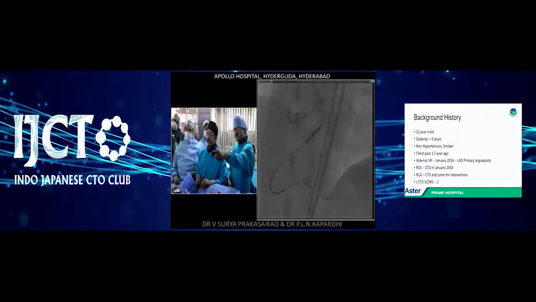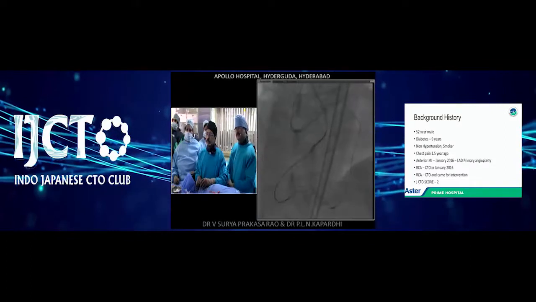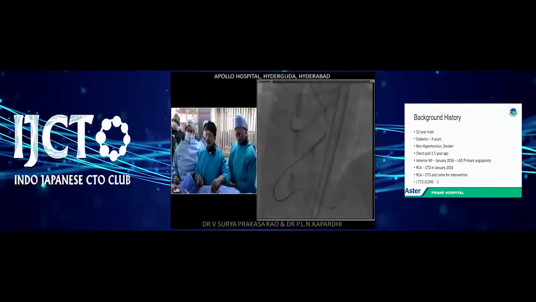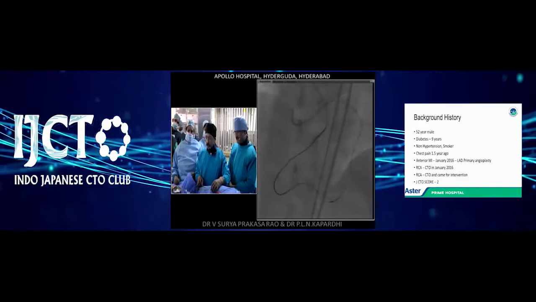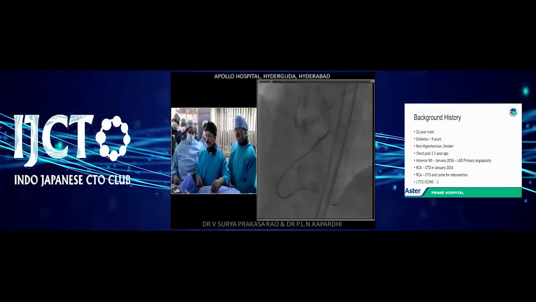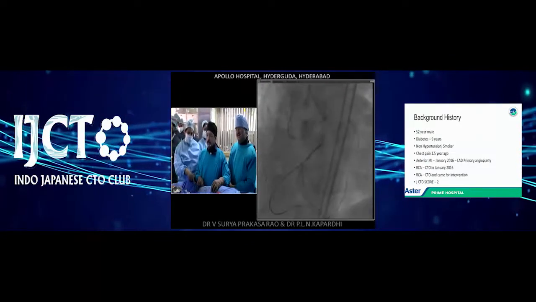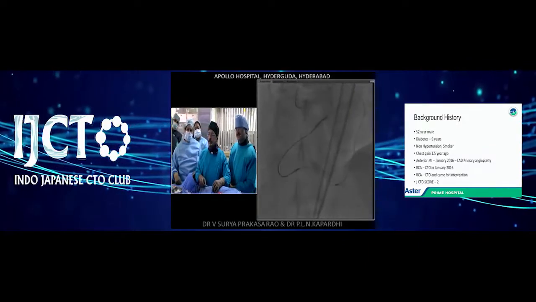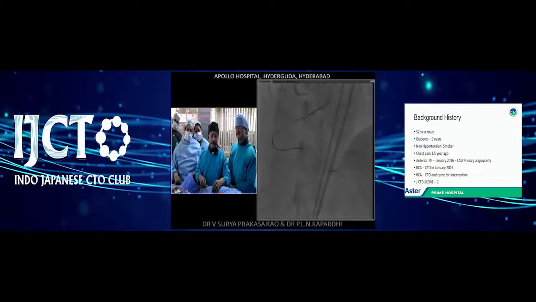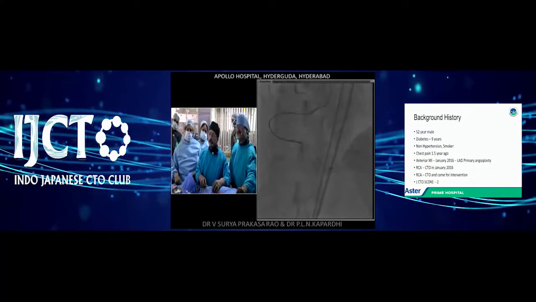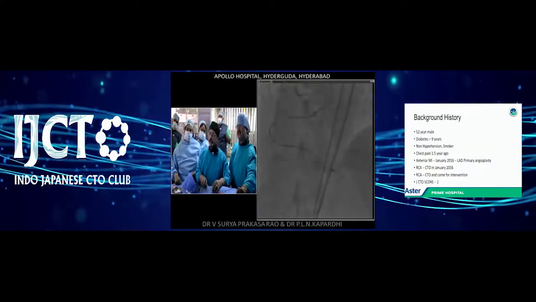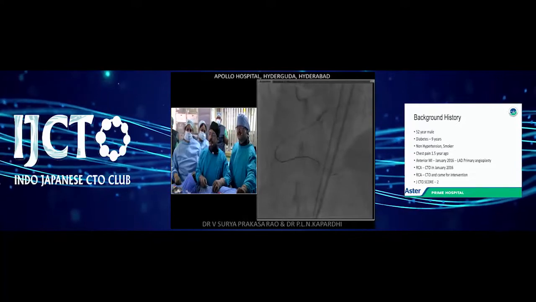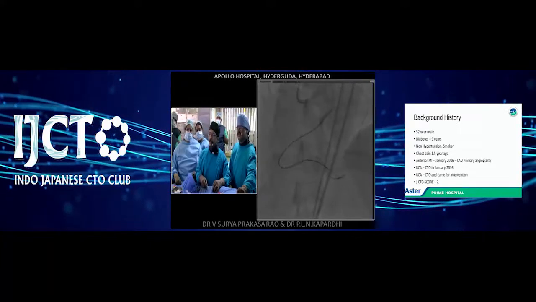What you can do is pass the Corsair through the original CTO and then switch to a very soft wire, like a Xeon, and try to explore whether you get into the PL system, and then regain the distal lumen. I think the first septal has been occluded by the Corsair and the second collateral has been closed because of dissection. That's why we are not able to see the distal artery.